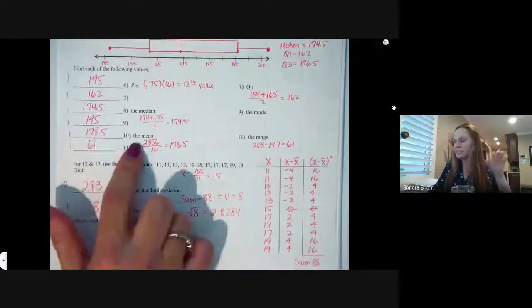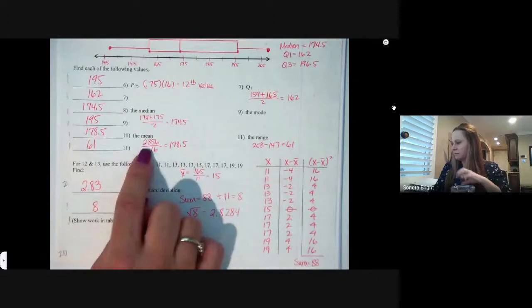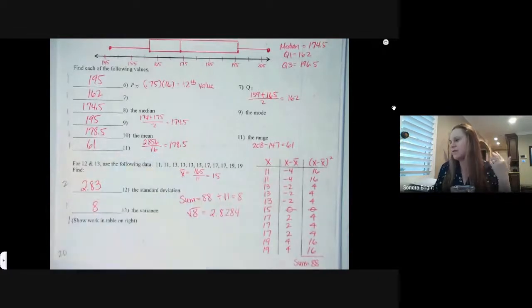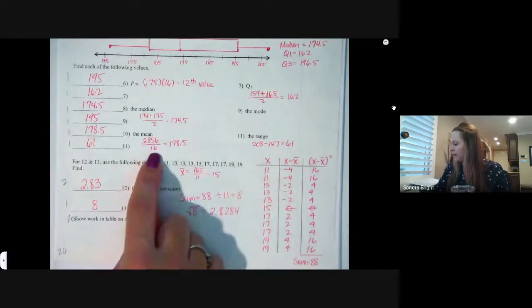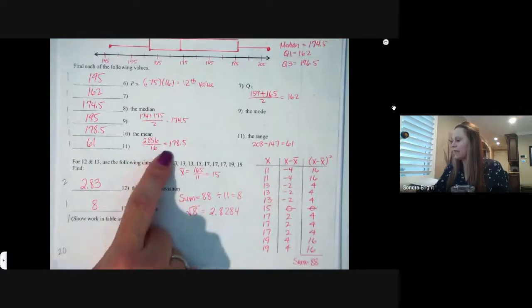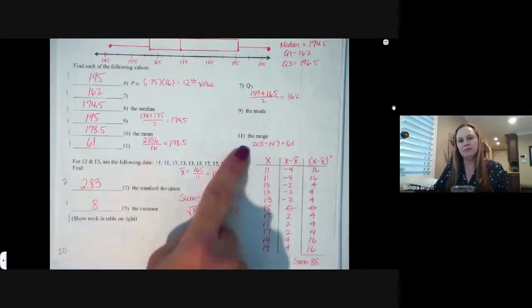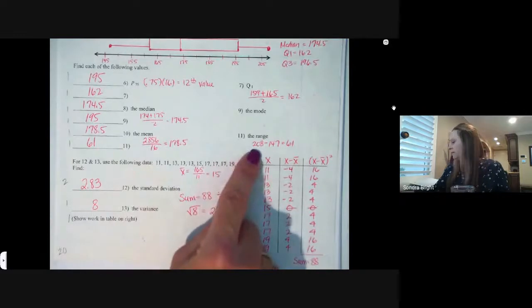The mean is you add up all 16 values, right? Add 147 plus 153 plus 155. You should have had them add up to 2856, and then divide by 16 values, and so you get 178.5. And then the range is the largest value minus the smallest value, and that gave you 61.